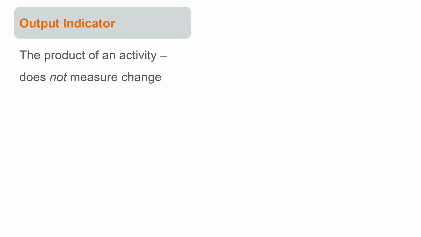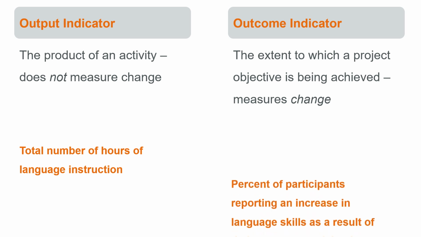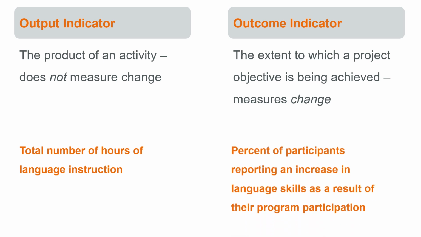Now let's look at different kinds of indicators. First, we have output indicators. These are the product of an activity, and they do not measure change. An example might be the number of hours of language instruction. Then we have outcome indicators. These are measures of the extent to which a project objective is being achieved, and they do measure change. For example, the percent of participants reporting an increase in language skills as a result of their program participation.